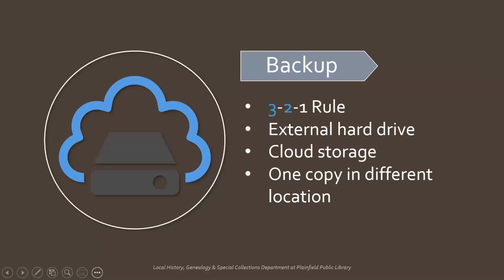Use 2 different types of storage media, like external hard drives and cloud storage. These would be copies 2 and 3. Think about storing 1 copy in a different location, such as a relative's house, just in case a physical disaster occurs and destroys the backup copies you have in your own home.